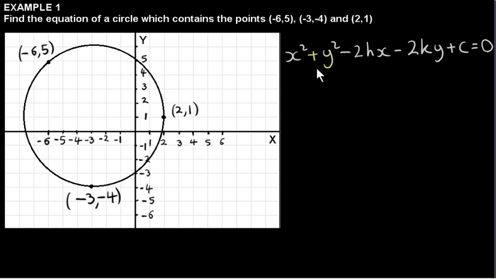The best way to do this is to use the expanded form of the equation of a circle. And we use the fact that each of these 3 points is on the circle. So each of these 3 points must satisfy the equation of the circle. So let's start with the point (2, 1). (2, 1) is on the circle, so it must satisfy this equation. So we plug 2 in for x and 1 in for y.